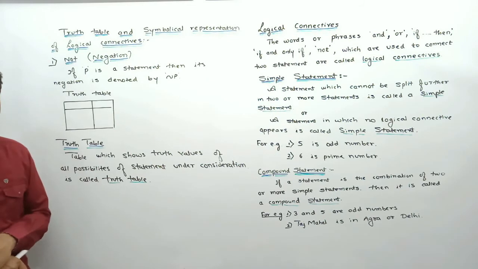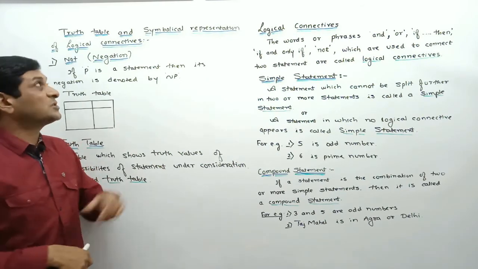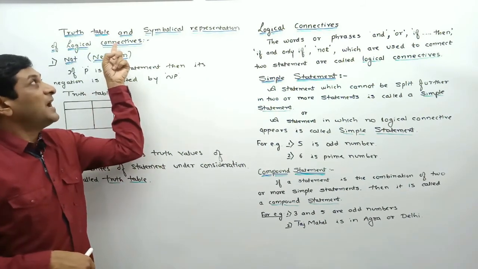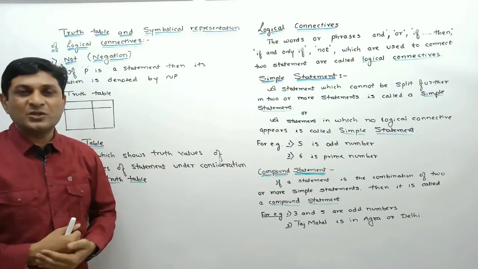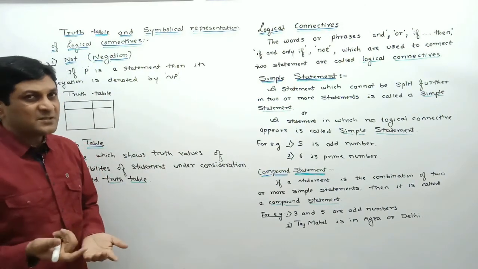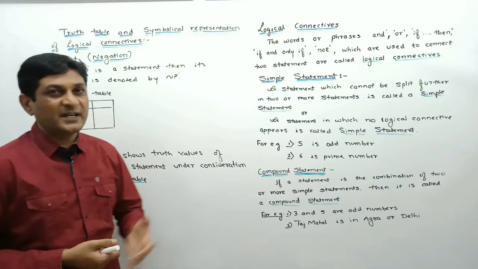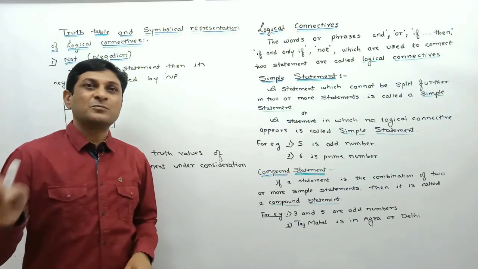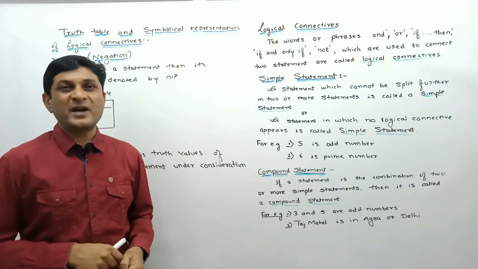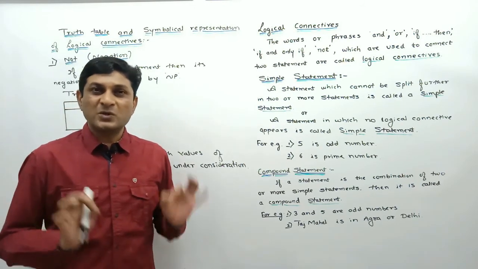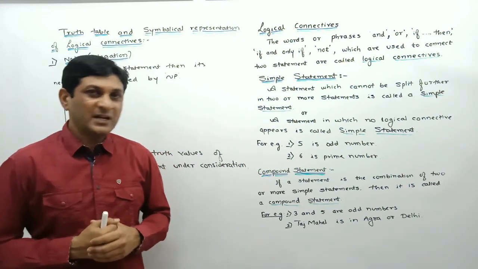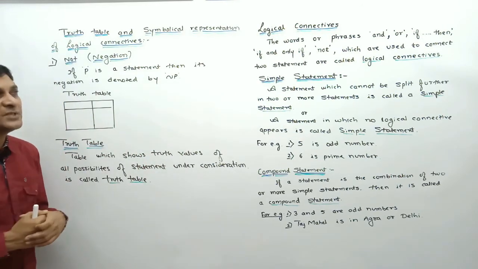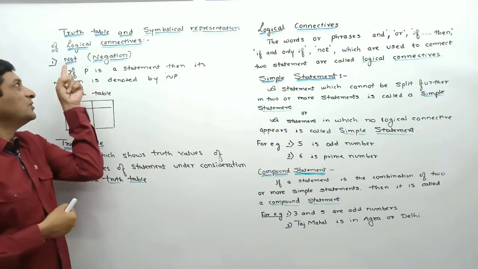Now the next very important part of this chapter is the truth table and symbolic representation of logical connectives. Just now we have seen how many logical connectives there are: 5 logical connectives. We are now discussing the symbolic representation of these 5 logical connectives and the truth tables of these 5 logical connectives. So let us begin with one of the logical connectives, not.